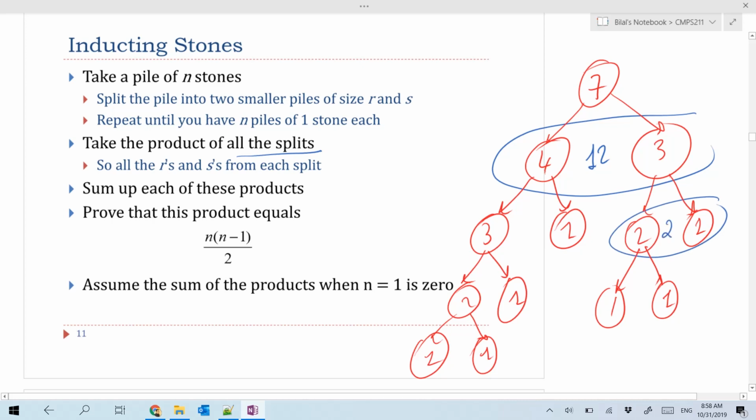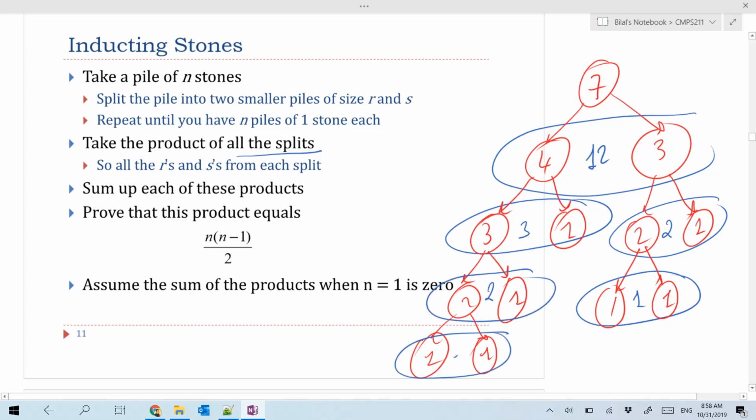3 times 1 is equal to 3. 2 times 1 is equal to 2. And 1 times 1 is equal to 1. If we sum up each of these products, so 12 plus 3 plus 2 plus 2 plus 1 plus 1, I think we obtain something like 21.